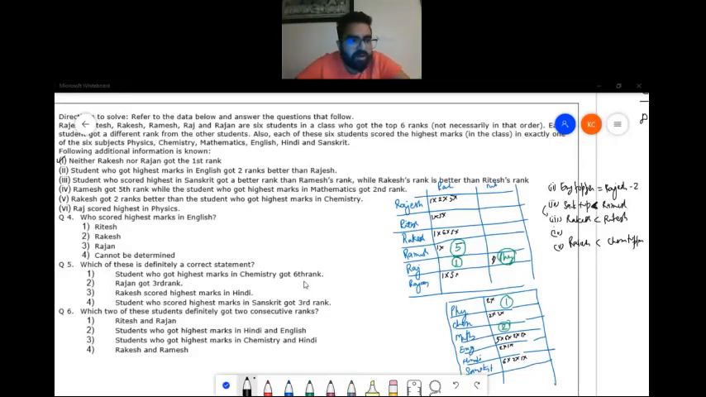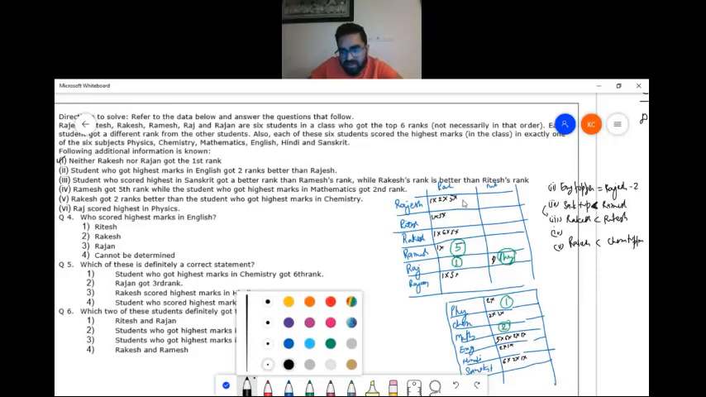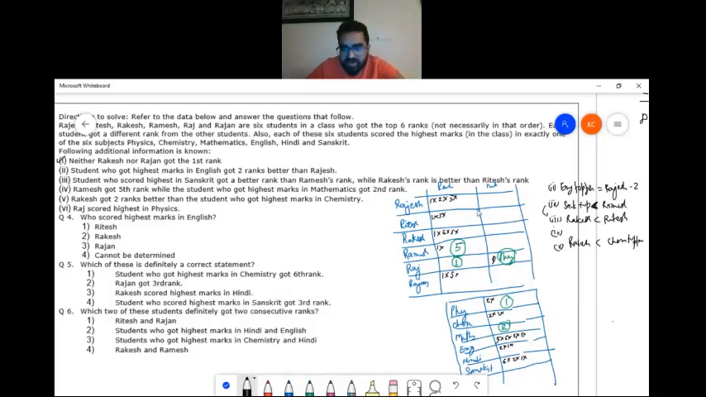Okay. Point number one, neither Rakesh nor Rajan got rank 1, which is fine. Okay. The student who got the highest marks in English got 2 ranks better than Rajesh. So the highest marks in English is 2 ranks better than Rajesh. Rajesh can be rank 6, then the English person can be rank 4. Rajesh cannot be 5, so he cannot be rank 3. Above that, it is not possible at all.